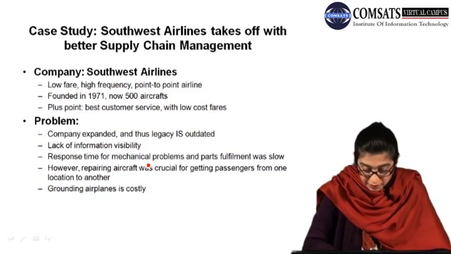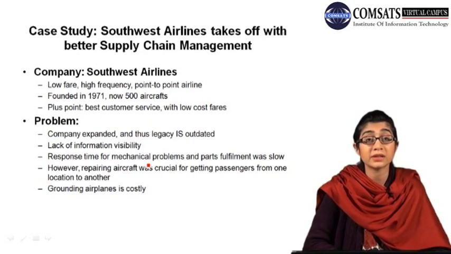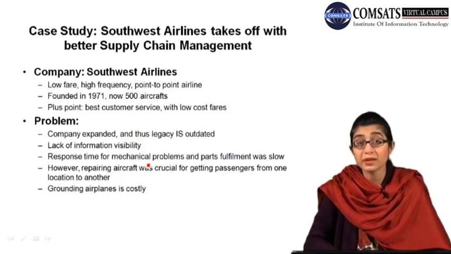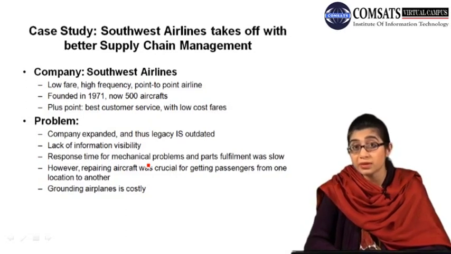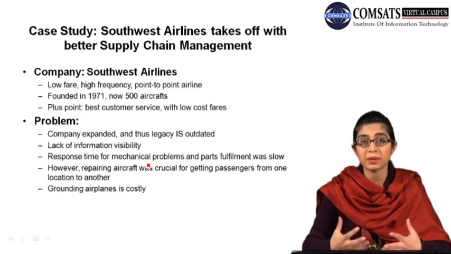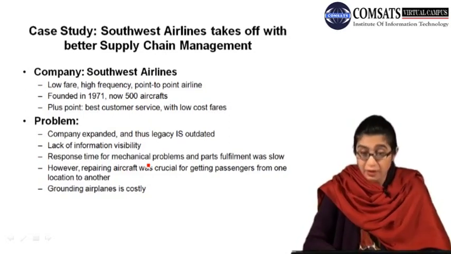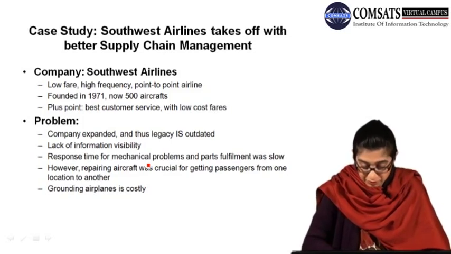The airline's success has led to continued expansion, and as the company has grown, its legacy information systems have been unable to keep up with the increasingly large amount of data being generated. Right ji, the problem is that the company has expanded, but their legacy systems, that means their old information systems, are not good enough to keep up with the expansion and the lot of data that is being generated. अब उन legacy systems में problems क्या है?